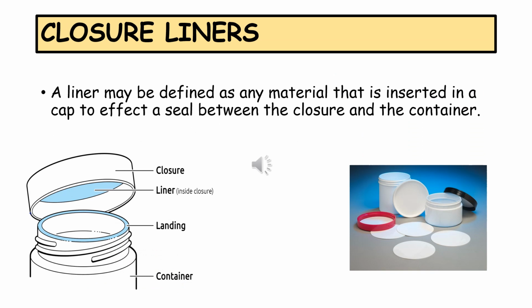Closure liners. A closure liner is defined as any material that is inserted in a cap to effect a seal between the closure and the container. These liners are used as a moisture barrier, for chemical resistance, and to prevent leakage. Once the liner is removed, it cannot be reapplied to the container. So it is tamper evident, and it creates an airtight seal. It is loaded in between the cap and the bottle, and its primary function is to offer proper sealing of the product.